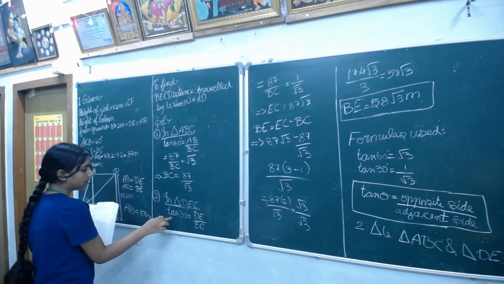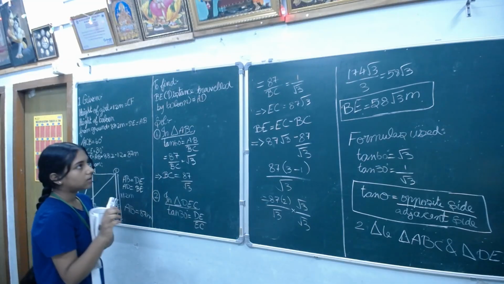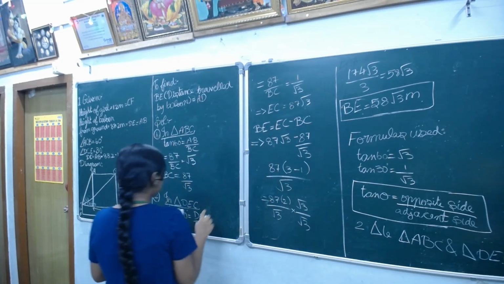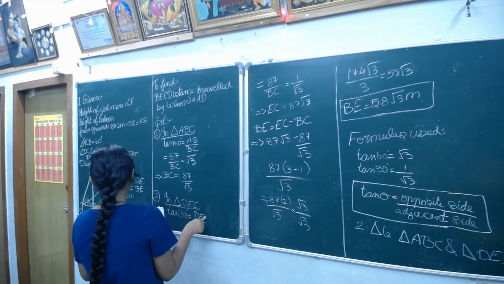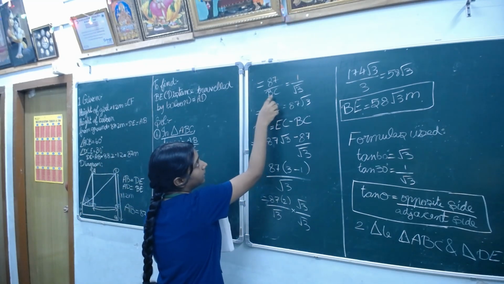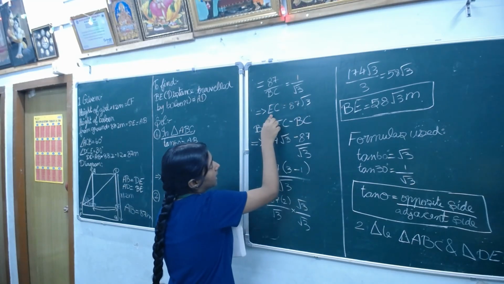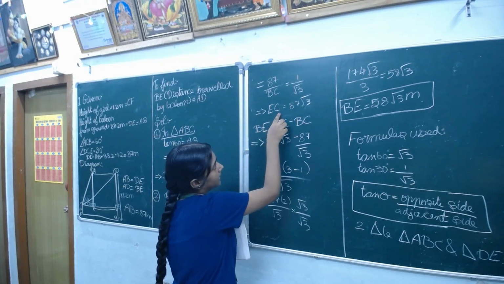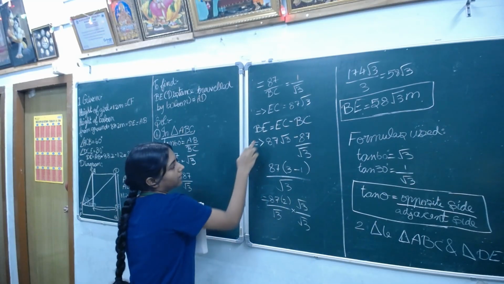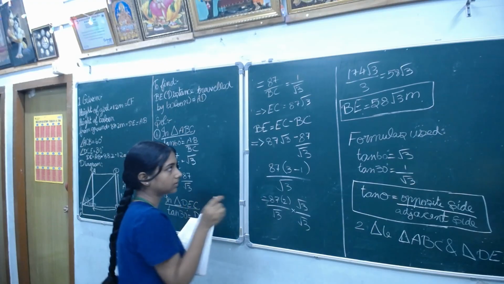Again, tan theta is DE by EC, which is opposite by adjacent. So tan 30 degree is 1 by root 3. Since we have the value of DE as 87, we are substituting it, which is 87 by EC equal to 1 by root 3. So by interchanging, we have EC is equal to 87 root 3. Don't say transposing, just say interchanging, okay?